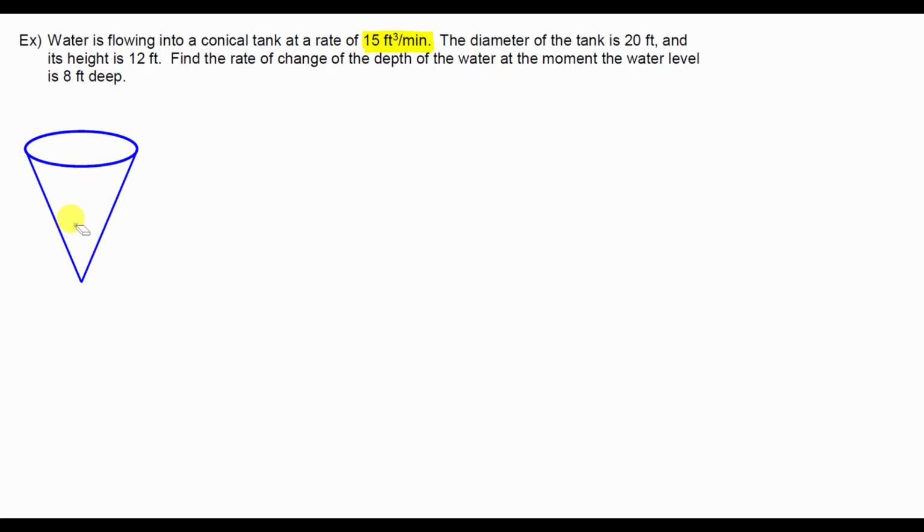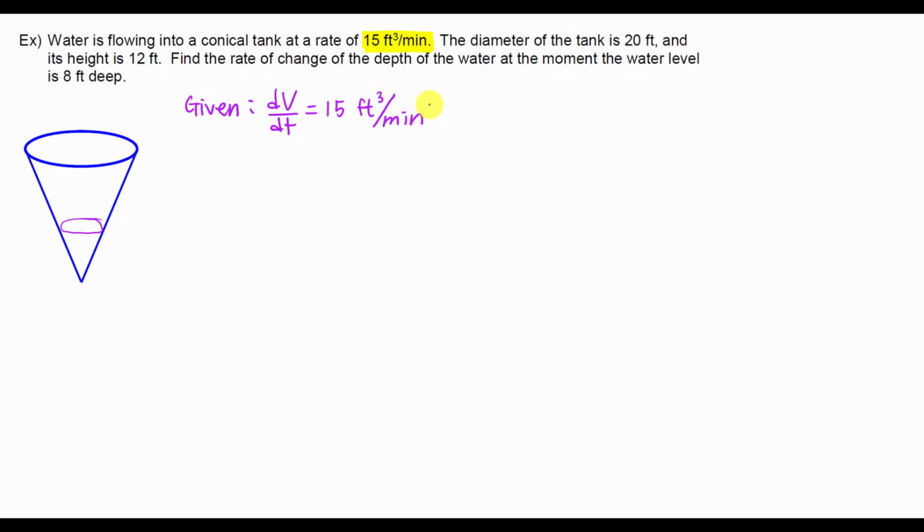When water is coming in, it will also be filled from the bottom. So it will be like that. So now what's known is they gave me dV/dt, the rate of change of the volume of water. It is positive because water is coming in at 15 cubic feet per minute.